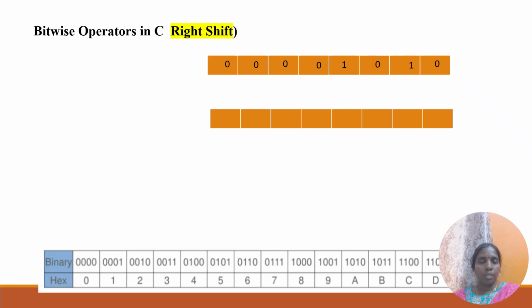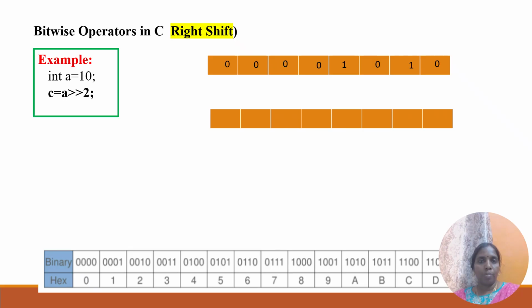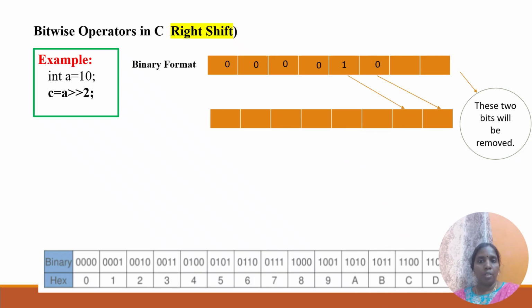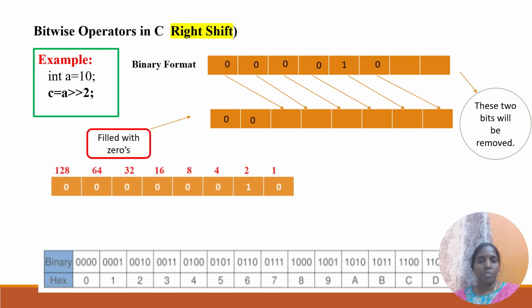This shows a right shift operation. Right shift operation means we have to shift right. These two bits will be removed. The two bits that will be removed are 1, 0. All the other bits will occupy the remaining positions, and the most significant two bits will be filled with 0. If you see the output of this, the output is 2.